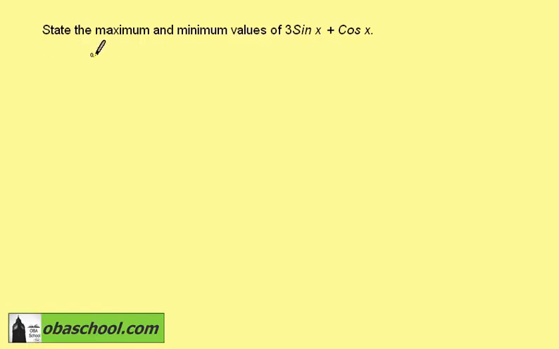We want to state the maximum and minimum values of 3 sin x plus cos x. From the previous example, we know that 3 sin x plus cos x can be written as root 10 times the sine of x plus 18.4 degrees, where the 18.4 degrees is given to 3 significant figures.